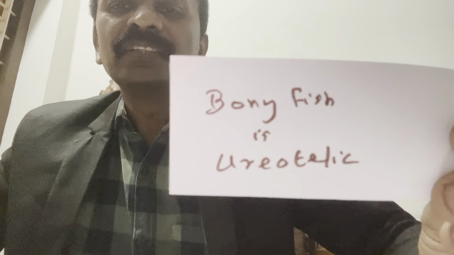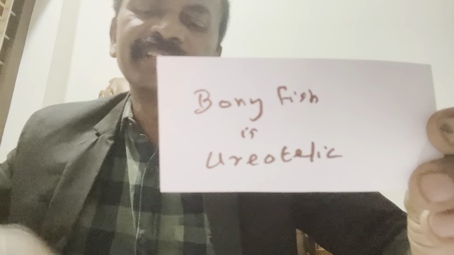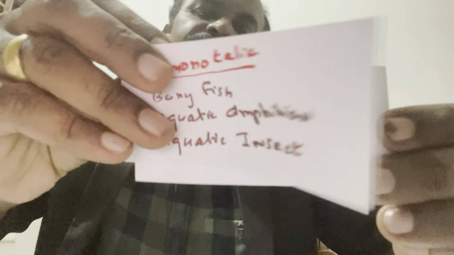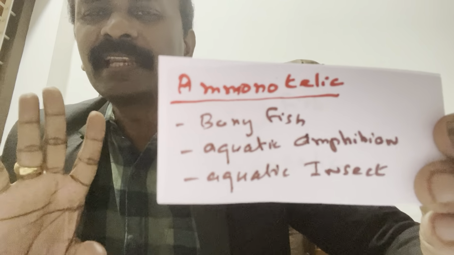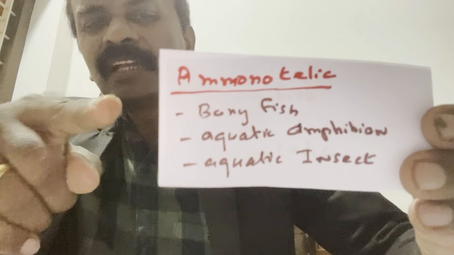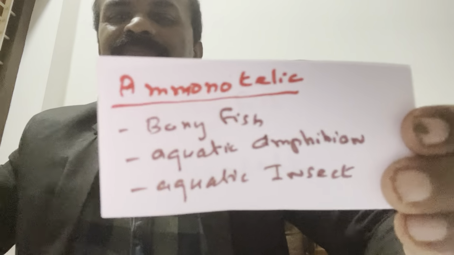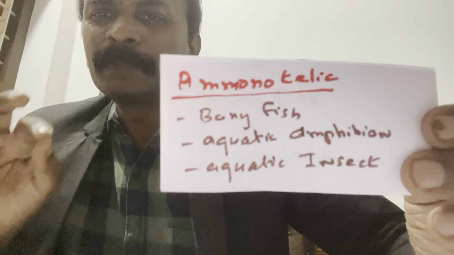Bony fish is ureotelic. Any idea? True or false? Bony fish. If you know this point, you can answer all the MCQs. You must always study like this. Bony fish, ammonotelic. Aquatic amphibian, ammonotelic. Aquatic insect, ammonotelic. Study from the bottom. That is the correct NEET preparation.